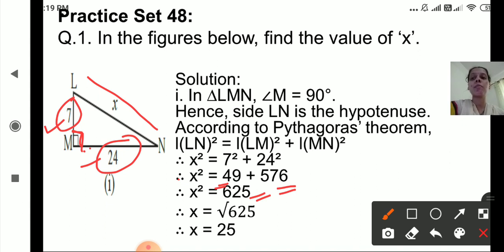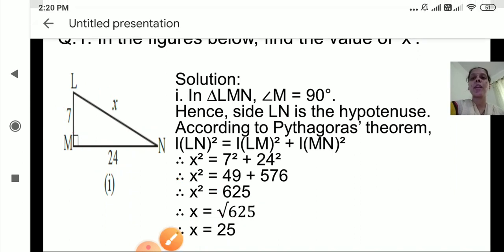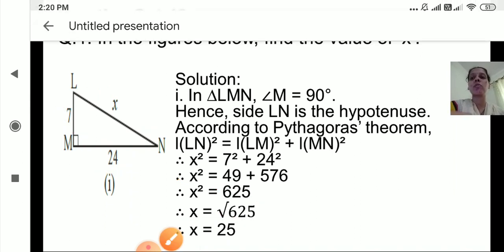So what is the square root of 625? That is 25. Correct. We'll find out the square root by factors method. So the square root of 625 is 25. Okay. So in this way you will solve this type of question. You will use the formula, or you will use the theorem, that is Pythagoras theorem, and you will find out the value. Okay, hope you are clear with this. Now we will see the next question.